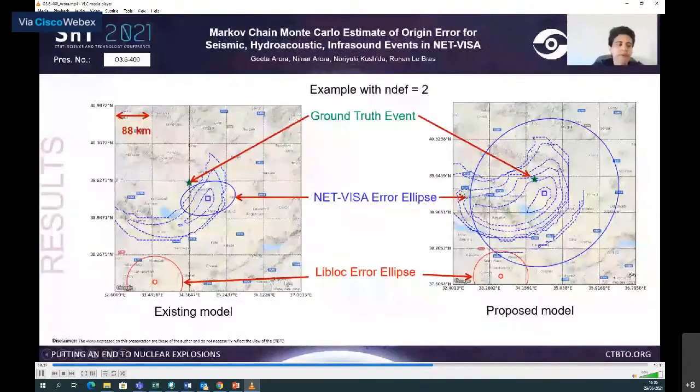Here is another event with just 2 detections. The NetVisa error ellipse is much closer to the ground truth here with the existing model. See, the LibLock was so far away. However, it still doesn't include the ground truth.